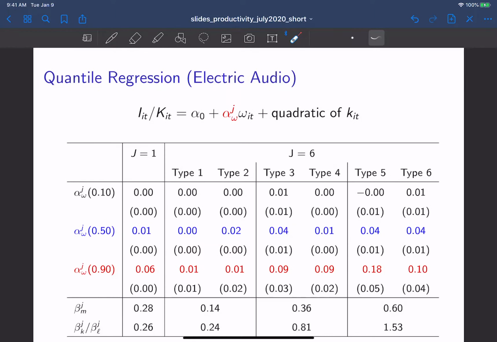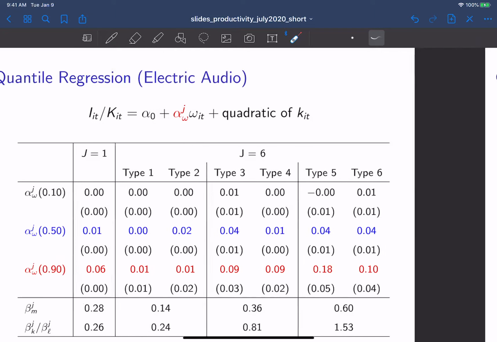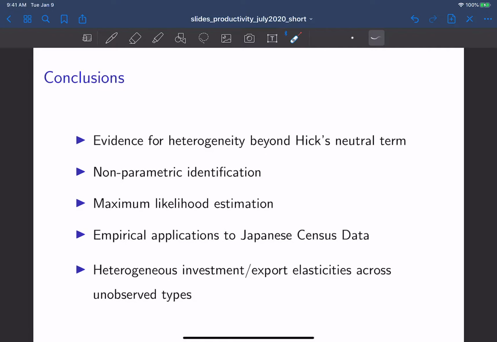You can also look at the quantile regression of this, and you see that especially for the high quantile investment firms, TFP explains the investment of the high quantile part, especially for the latter two types with the high material share and high capital share. Okay, I think this is it.